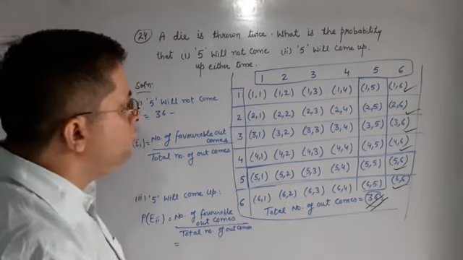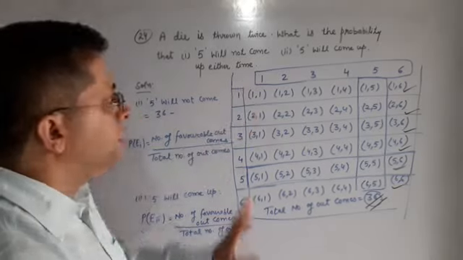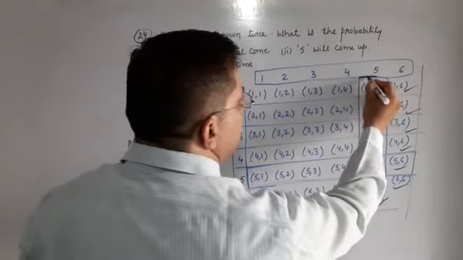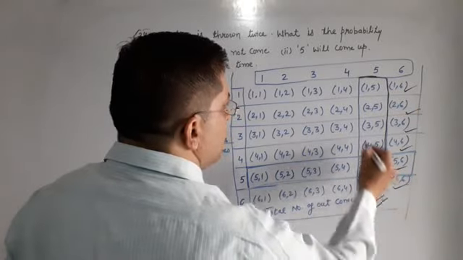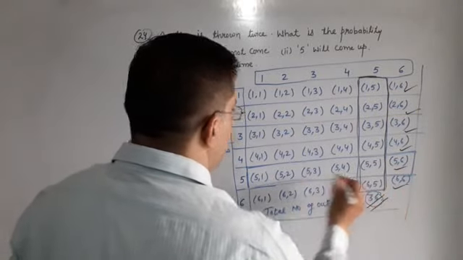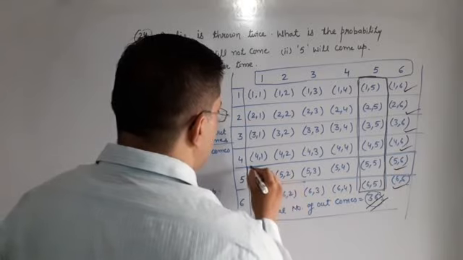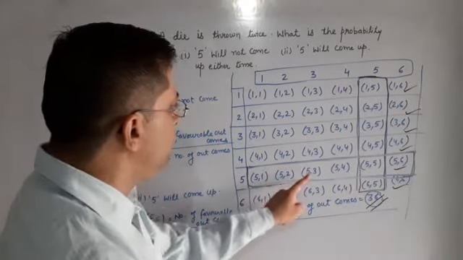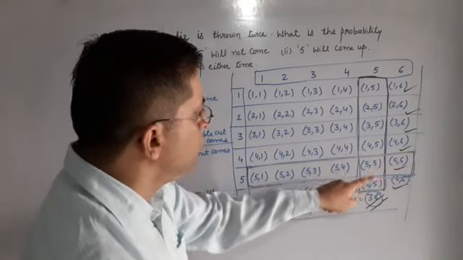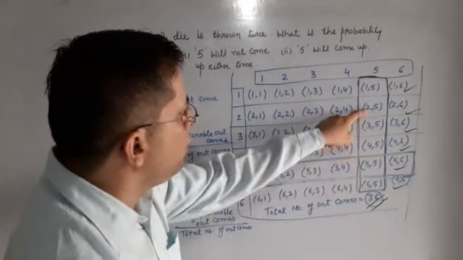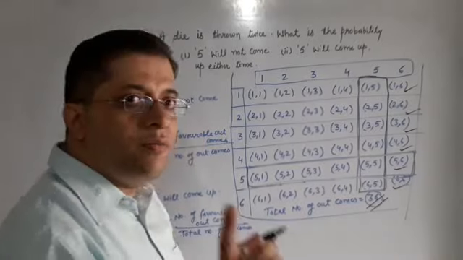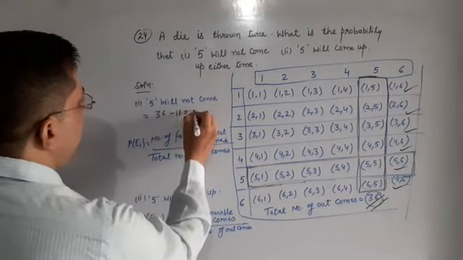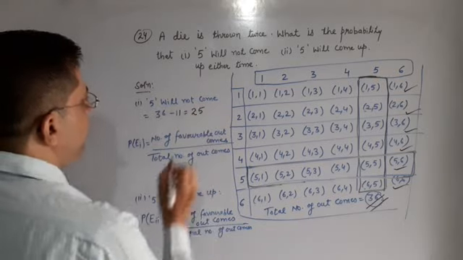Okay, now you have to check 5 will not come either time. What we are going to see is how many times 5 is coming. See, 5 is coming here. 5 is coming on this block. Okay, let us count. 1, 2, 3, 4, 5, 6, 7, 8, 9, 10, 11. 11 times 5 is coming. So how many times 5 is not coming? 36 minus 11, this is 25.